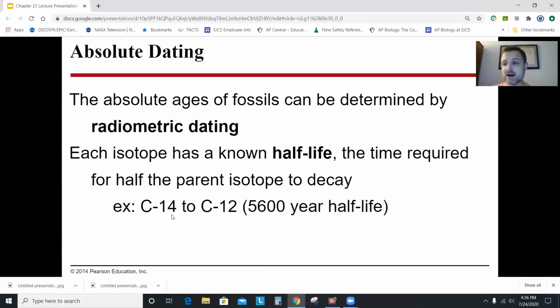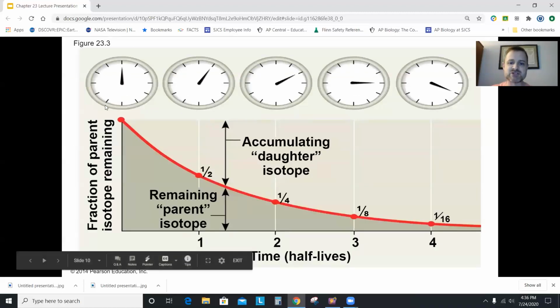Now, once you die, you stop breathing, right? So your carbon-14 starts to decay back to carbon-12. So basically what we do is look at the ratio of 14 to 12 in a fossil compared to the atmosphere, and it tells you when the fossil died, or when it stopped breathing, which is basically when it existed. This graph just shows the way half-lives work.